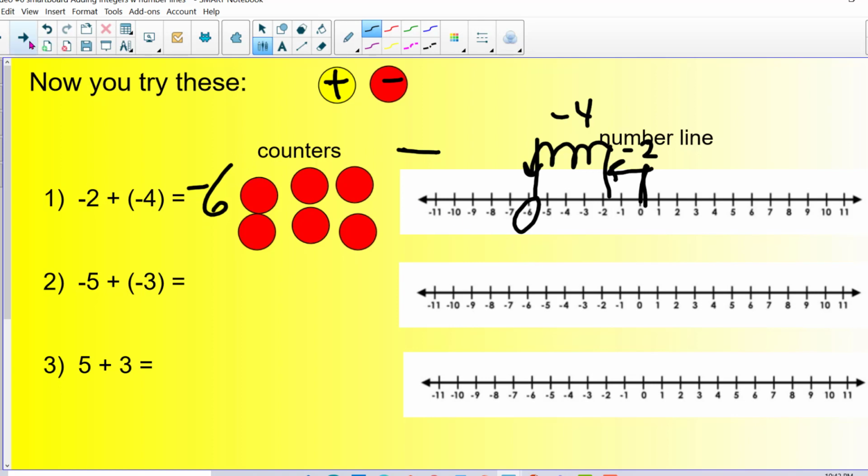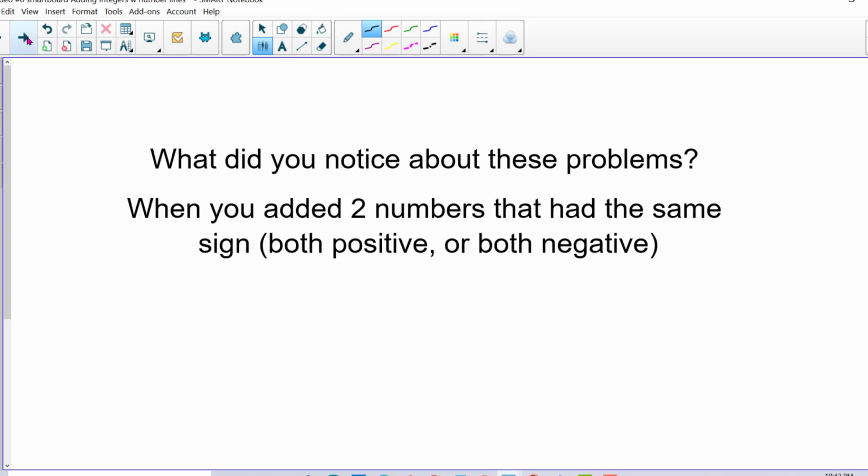Okay, now I do want you to write down, what did you notice when you were adding integers that had the same sign? Either they're both positive or both negative. What did you notice about with the number line? Were you going in the same direction? How many spaces? Whatever it is, I want you to write down what you notice.